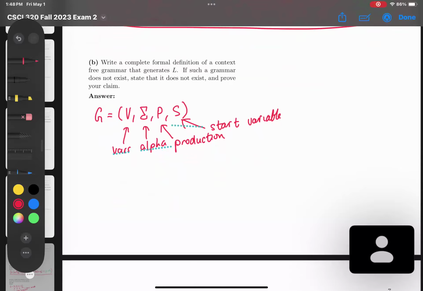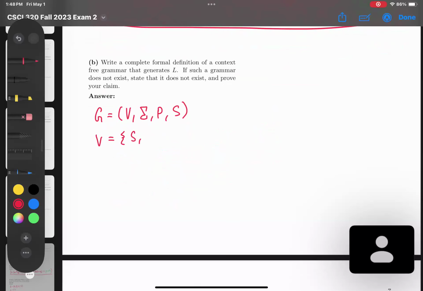So that's what that means, but you're always going to have to write this. You're always going to have to write G equals V, sigma, P, S. And I believe she does take a point if you don't. Now, V is the set of variables. So far, we only have S. And then we'll fill it in from there, but for now, we'll leave it open.